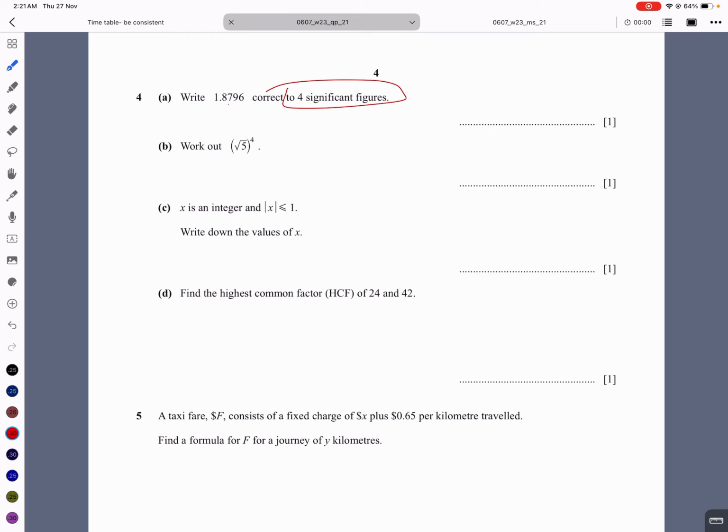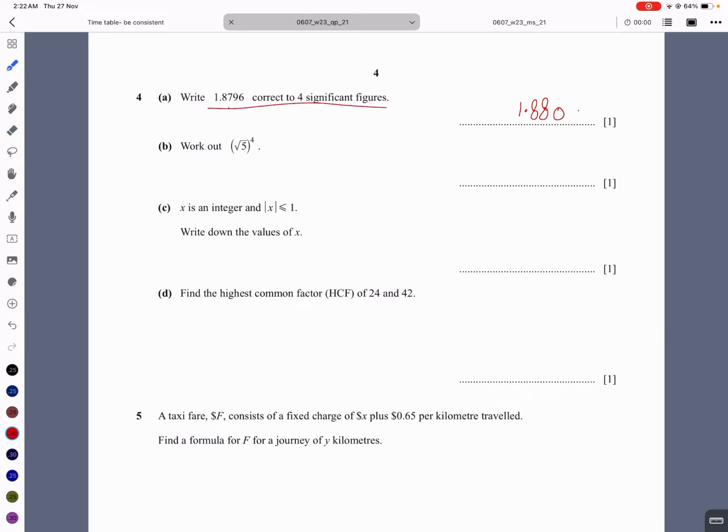So what are 4 significant figures? I have 1, 2, 3, 4, 5 significant figures in this. So 1, 2, 3, 4. When you have the value 6 over here, 79 plus 1 will round off to 80. So the answer will be 1.880.